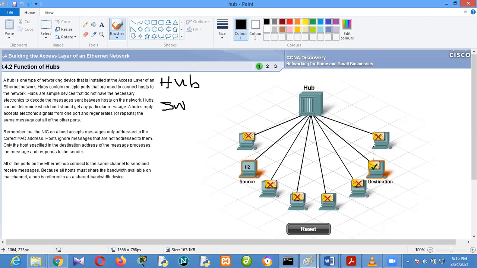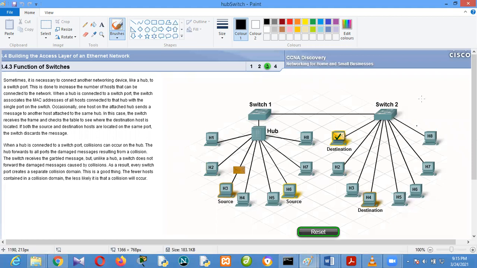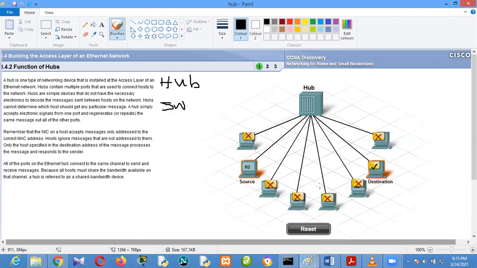And also another thing you need to know about the hub is that when more than one message enters the hub at the same time, there will be a collision of the messages. By a collision, I mean the two messages will come together and become corrupt.